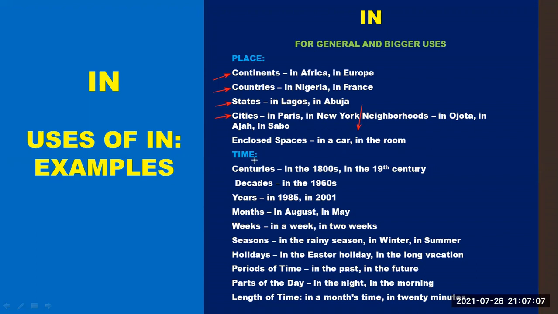Okay, so let's look at time. For centuries, then you talk of in the 1800s, all right, in the 19th century. So you use in for centuries. Then you use in for decades. So you can talk about in the 1960s, all right? Then in terms of years, you can say in 1985 or in 2001.